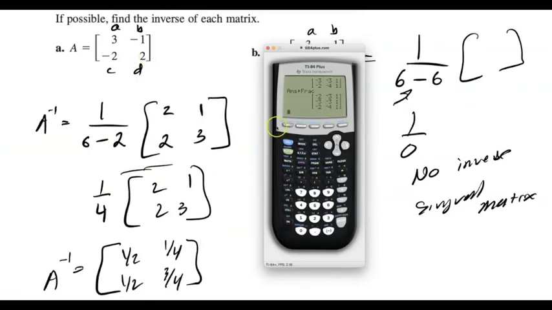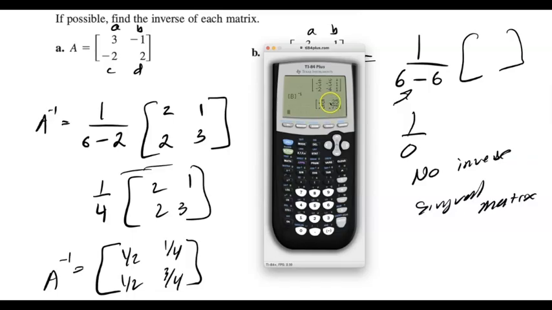Let's do our first one. This is 2 by 2. Let's do a matrix on that one. Over here, we'll do a matrix B, and we'll make that a 2 by 2. And that's 3, negative 1, negative 2, and 2. Okay, quit. Select our matrix, matrix B, and press the inverse button. In this case, we get a decimal.